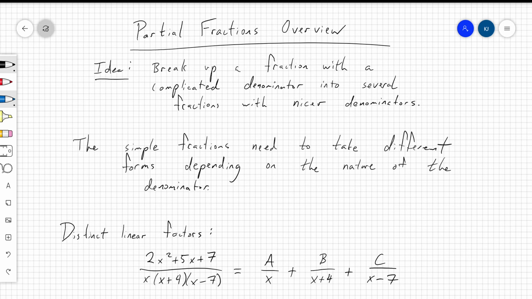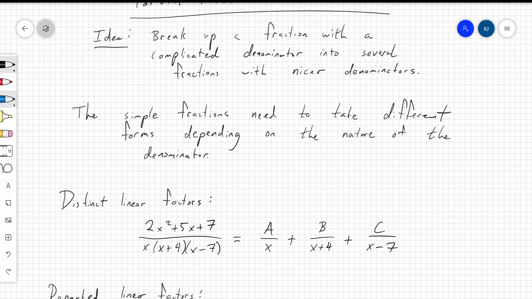Alright, let me remind you the basics about partial fractions. So, in the partial fractions lecture, we saw this main idea. We were going to break up a fraction with a complicated denominator into a bunch of simpler fractions with nicer denominators. And remember that the simple fractions are going to take different forms depending on the denominator that you started with. So we saw that there were 4 different cases that you can split into.